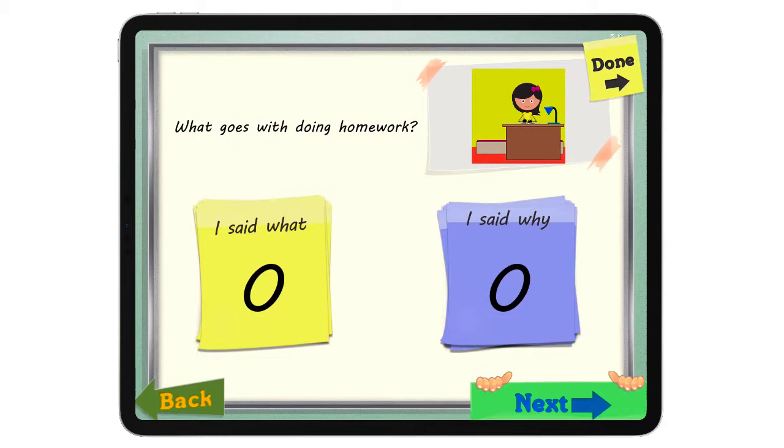What goes with doing homework? Eraser, pen, paper, a timer, some light. So every time they say something that goes with doing homework, you can tap on Said What. So he said 5 things that go with doing homework. You can let that be it, only asking them to say what goes with doing homework. Alternatively, you can ask them to say what goes with homework and why. Let's go to the next one so that I can give you guys an example.